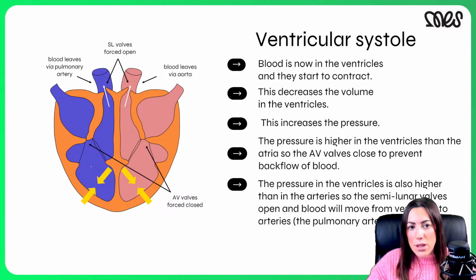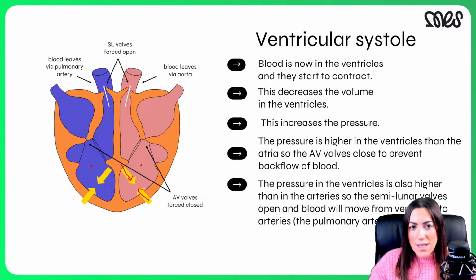So now the blood is in the ventricles. Think about what is happening then. The ventricles are now filling up with blood. And look at my yellow arrows. Not only are they filling up with blood, but they start to contract. This is ventricular systole. The ventricles start to contract. What is going to happen to the pressure in the ventricles? Well, they're filling up with blood. They're contracting. The pressure in the ventricles is getting higher and higher.